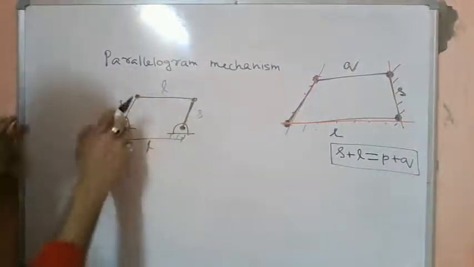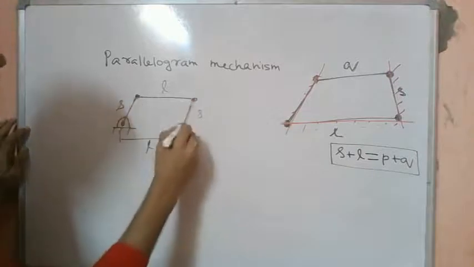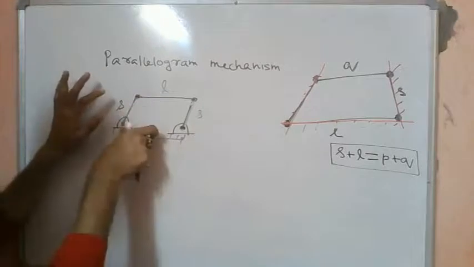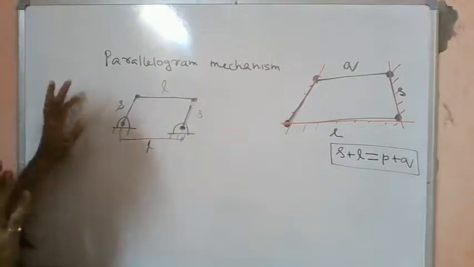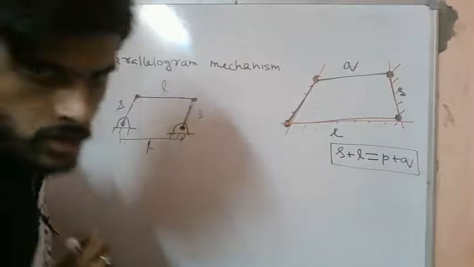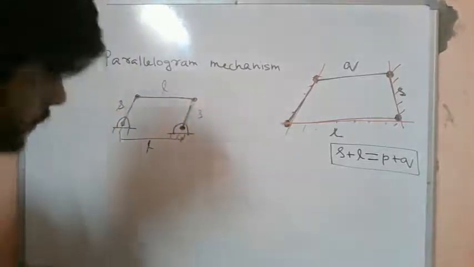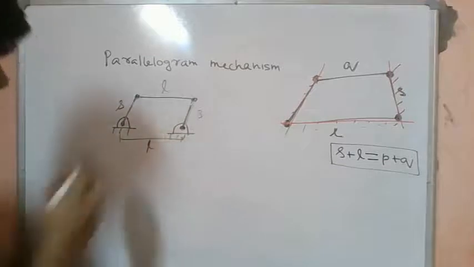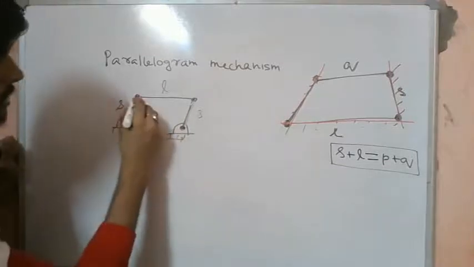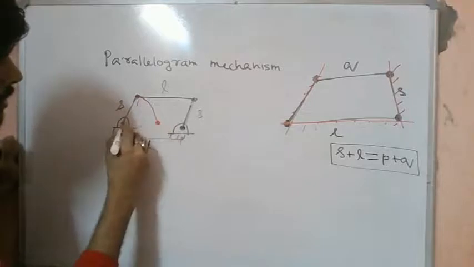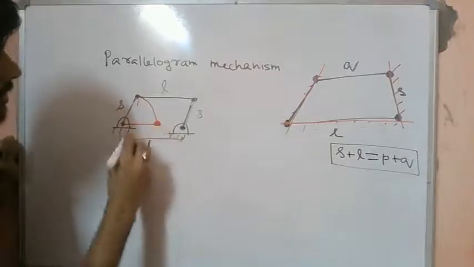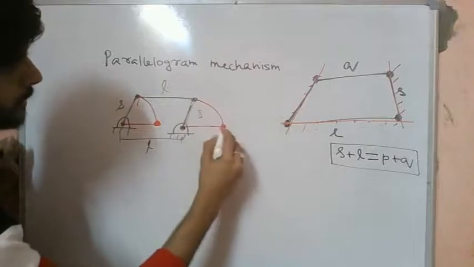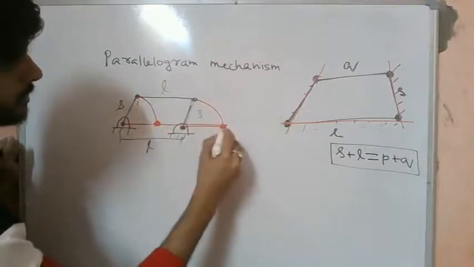In such a case, both this link and this link can perform a complete rotation. But there is one situation which needs to be understood. When this link becomes horizontal, this link rotates and comes over here. This link also rotates and comes over here, and we have a link like this.